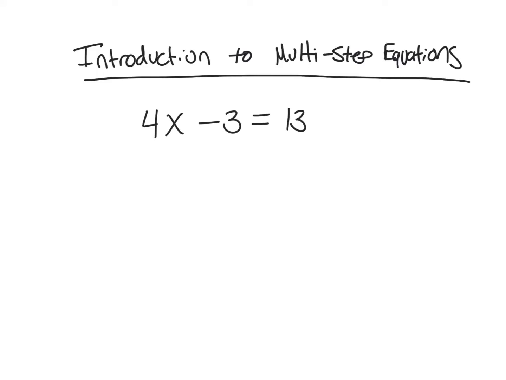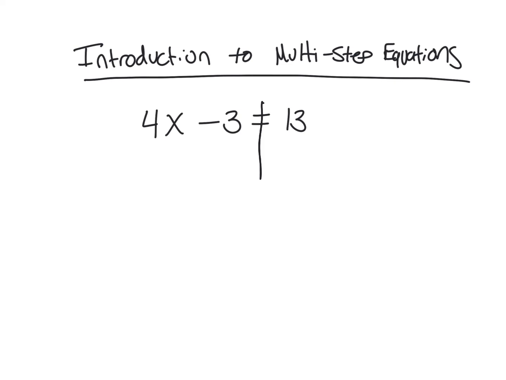In this video, we're going to introduce what to do when you have multiple steps to solve an equation. So in the equation 4x minus 3 equals 13, we have two terms on the side with the variable. We are going to have to do two steps to get that x by itself. So I'm going to draw that line down the equal sign just to separate the two sides of the equation for us. And when we are solving a multiple step equation, we want to do the reverse order of operations.